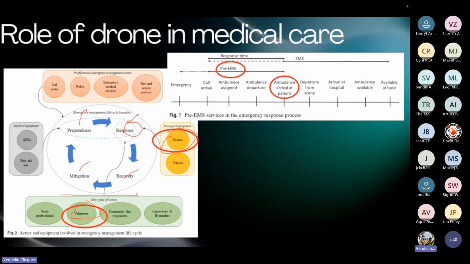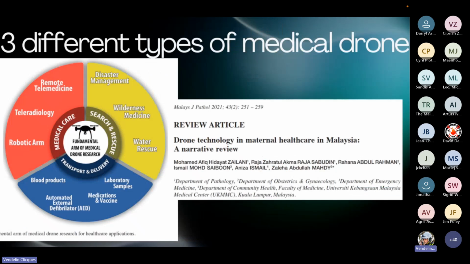The second concept about the role of drones in medical care is what we call PEMS. Because a drone cannot send the patient to the hospital, we still need the ambulance. Therefore, we are using a drone to shorten the response time. We call this the PEMS concept. EMS stands for Emergency Medical System.